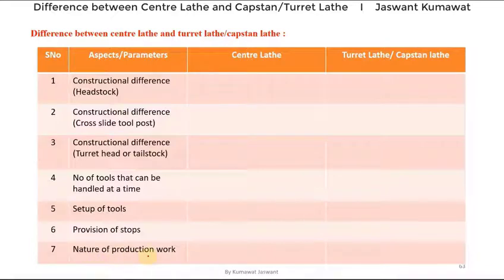Seventh difference is based on nature of production work. We can perform miscellaneous jobs on the center lathe. That's why the center lathe or engine lathe is called the most versatile machine tool. But semi-automatic lathes are generally adapted for quantity production of work. That's why they are called production machine tools. And especially the semi-automatic lathes are designed for bar work.